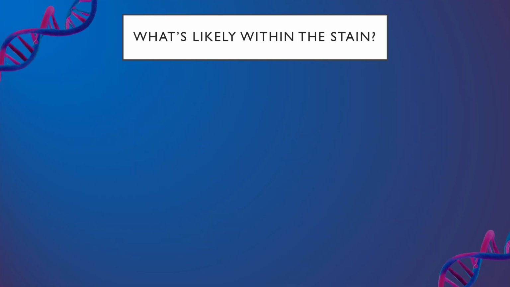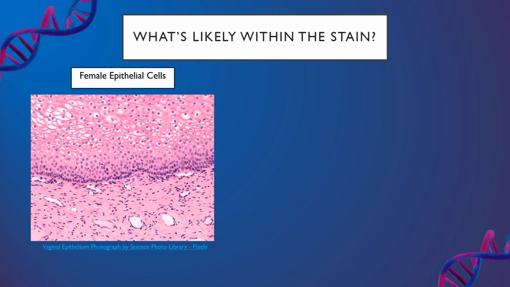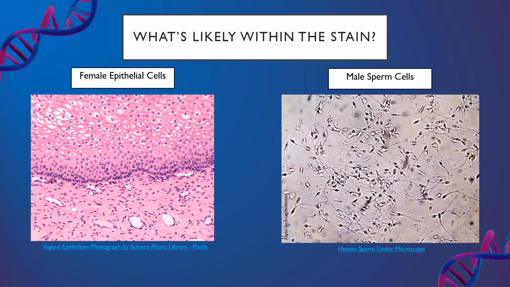In this stain, it would be expected to find the presence of both female epithelial cells mixed with the male sperm cells. However, the epithelial cells are going to be present in much greater proportion than the sperm cells, and the sperm cells are what we're after because we are looking for the perpetrator's DNA.